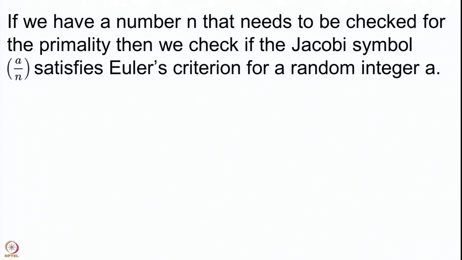So, now you may ask whether we can compute the Jacobi symbol without knowing the factorization of n. Remember, we are going to test the integer n for primality. So, we do not know whether n has a factorization or not. If we already knew that n has a factorization, then we would not need to check n for primality.